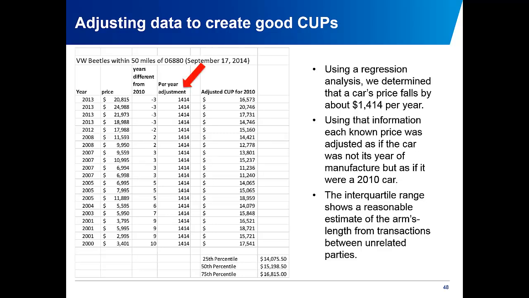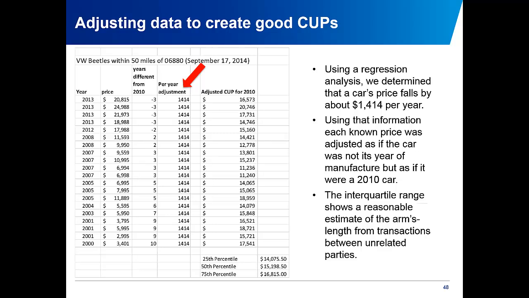So what we do here is we take the number of years difference between the car's actual manufacture and 2010, the year of manufacture we want to estimate, and we multiply that by the adjustment per year, or the $1,414, and subtract that off of the offer price, say in that first line, which would be $20,815, and we find out that the adjusted price, had that car been a 2010, would probably have been $16,573.